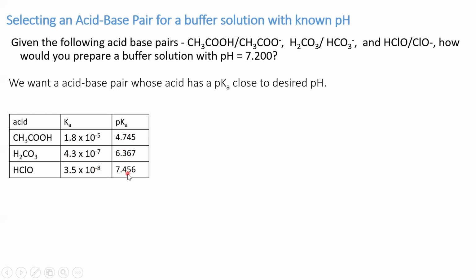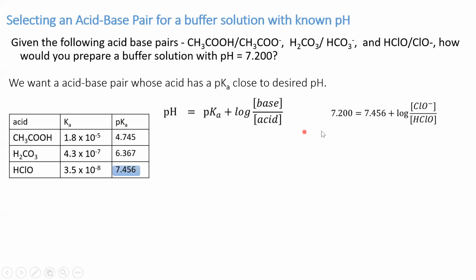Which one would be the best for making a buffer solution at a pH of 7.200? Well, this one's the closest to 7.200. So we would want to use hypochlorous acid and hypochlorite. We want to make a solution with a pH of 7.200. So I'll plug that in for our pH. The pKa is 7.456.